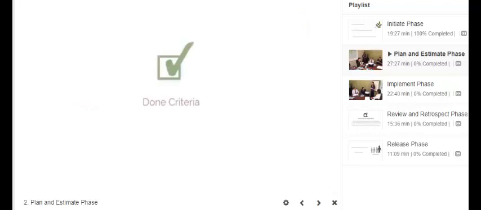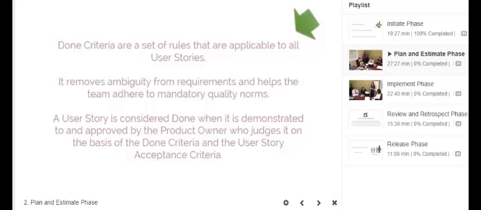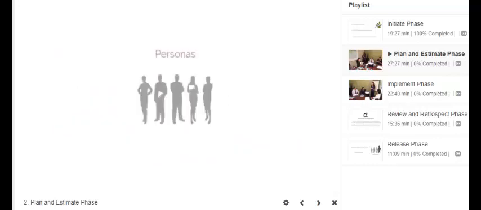Done Criteria. Done criteria are a set of rules that are applicable to all user stories. It removes ambiguity from requirements and helps the team adhere to mandatory quality norms. A user story is considered done when it is demonstrated to and approved by the product owner, who judges it on the basis of the done criteria and the user story acceptance criteria.